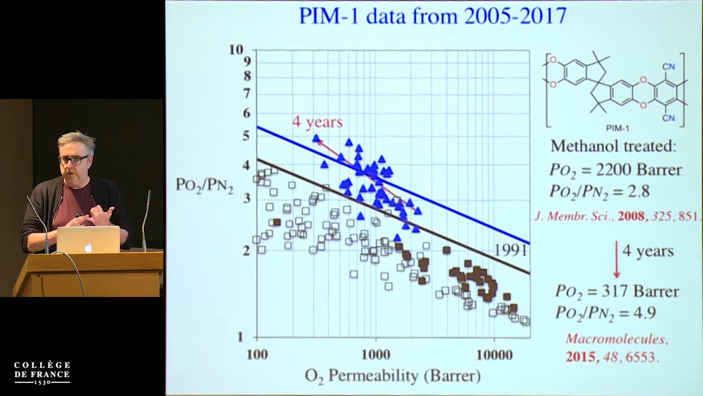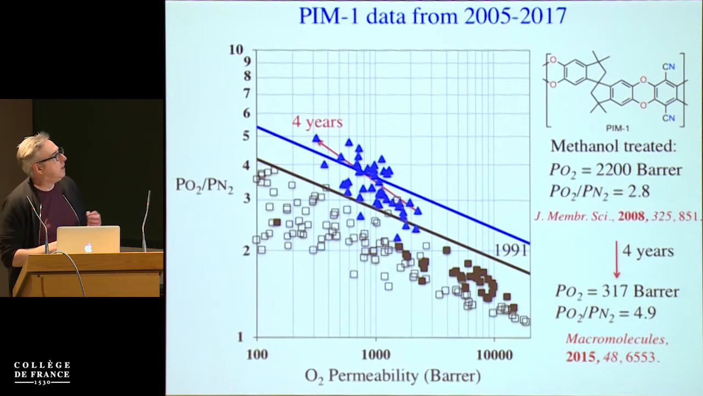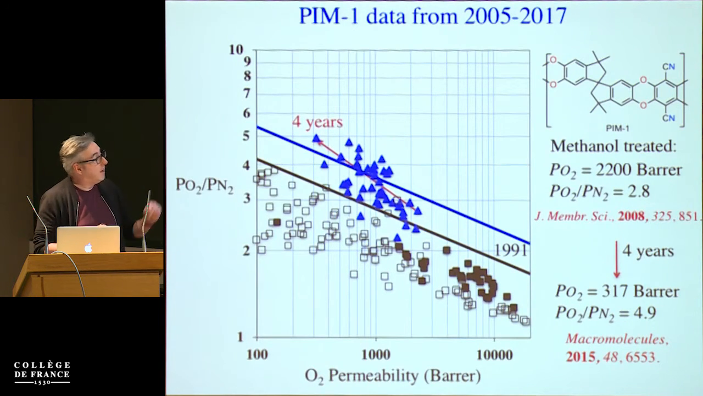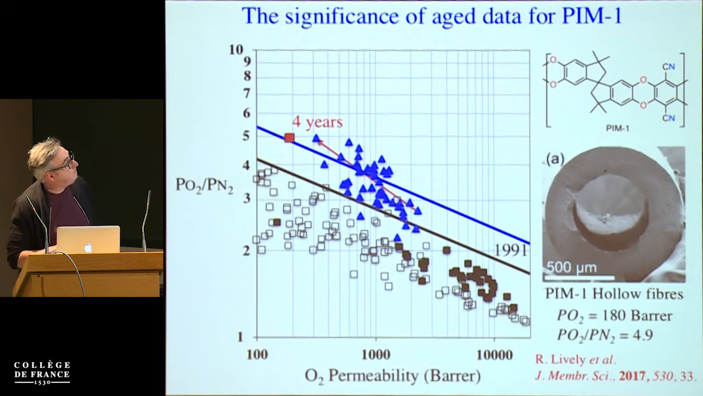Things like what solvent you cast it from, how long you left it before you measured it, what the last solvent was, how thick the film was. All of these can contribute, so you can get much higher permeability, but of course you lose selectivity. But this whole data cloud here is all from PIM1. Recently, we took a very aged sample of PIM1 and measured the permeability, and found that we're getting up to about 5 for about 300 barrer. So actually, as you can see, it gets much more selective when it loses this free volume.